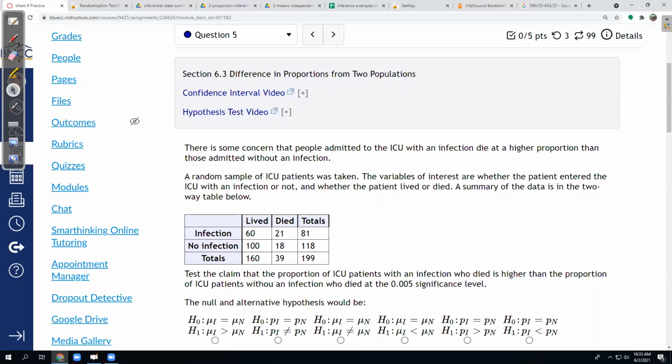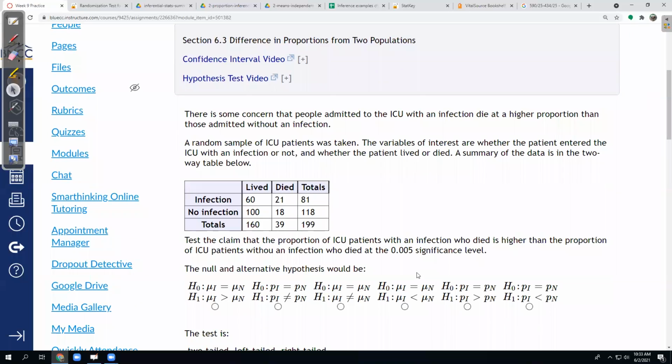We want to test the claim that the proportion of ICU patients with an infection who died is higher than the proportion of ICU patients without, misspelling Gary, who died. I'll fix that later. All right, so first thing I'm going to do is try to summarize in hypotheses before I start pushing buttons here.